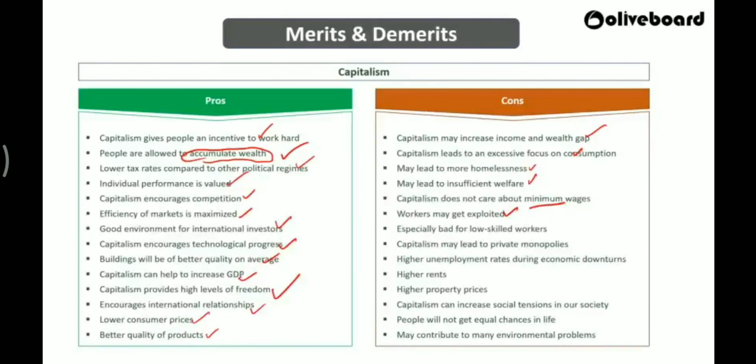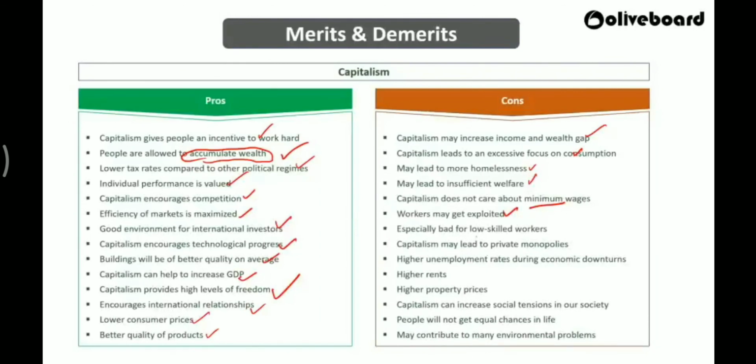Because they don't know when they will be fired, when they will be removed from work. So there is no guarantee that their job is secured, or there is no guarantee about their minimum wages. All right. So workers are too much exploited under capitalism. You may have seen this even in our place, or in our current scenario, you may see all these things, guys.